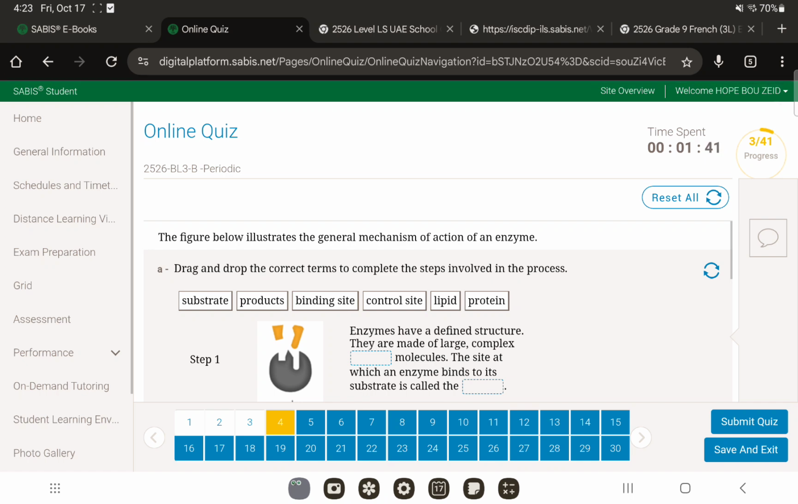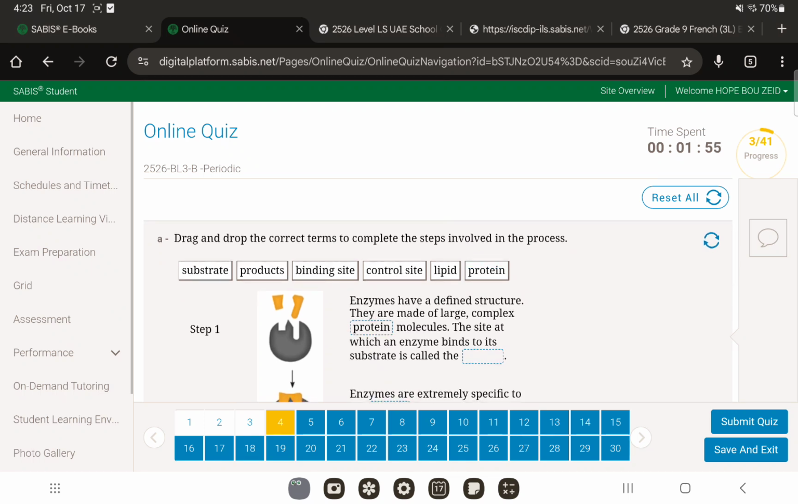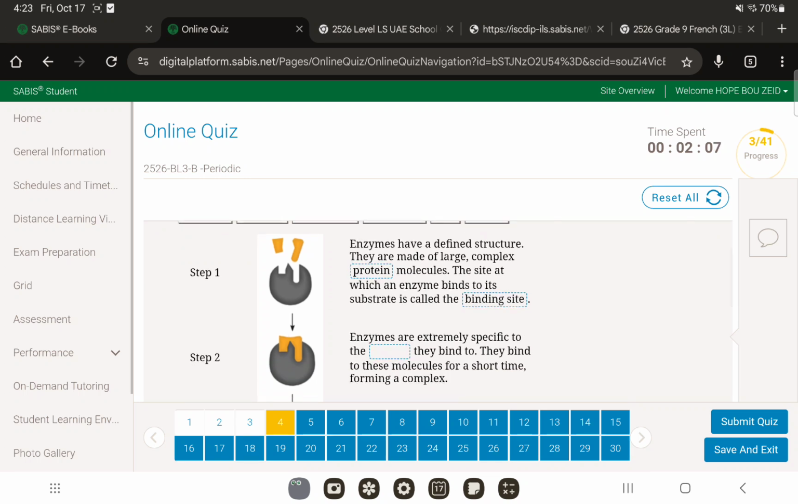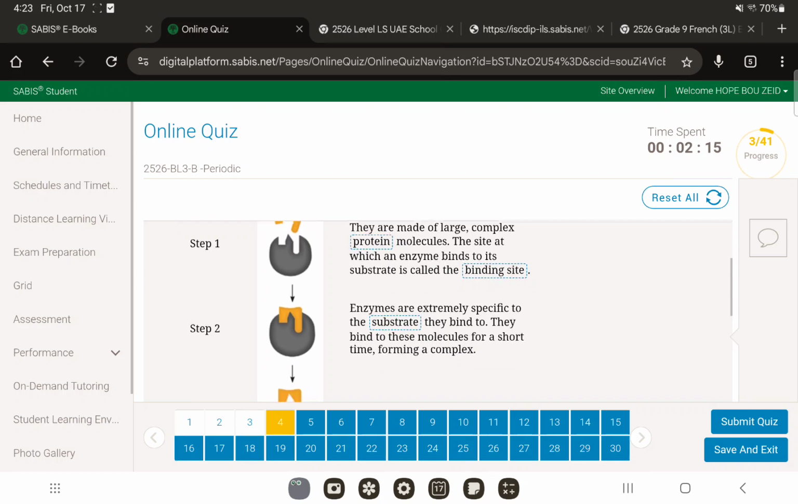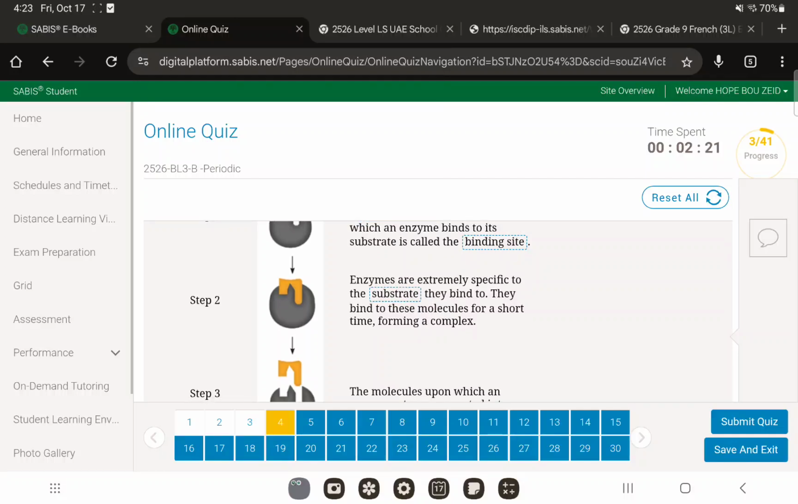Now, here, okay, step 1, enzymes have a defined structure. They are made of large, complex protein molecules because enzymes are proteins. The site at which an enzyme binds to its substrate is called the binding site. Quite self-explanatory. Enzymes are extremely specific to the substrate they bind to. They bind to these molecules for a short time, forming a complex.